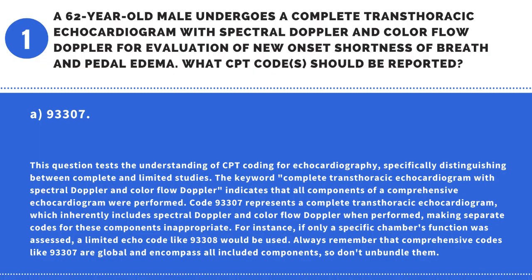performed, making separate codes for these components inappropriate. For instance, if only a specific chamber's function was assessed, a limited echo code like 93308 would be used. Always remember that comprehensive codes like 93307 are global and encompass all included components, so don't unbundle them.